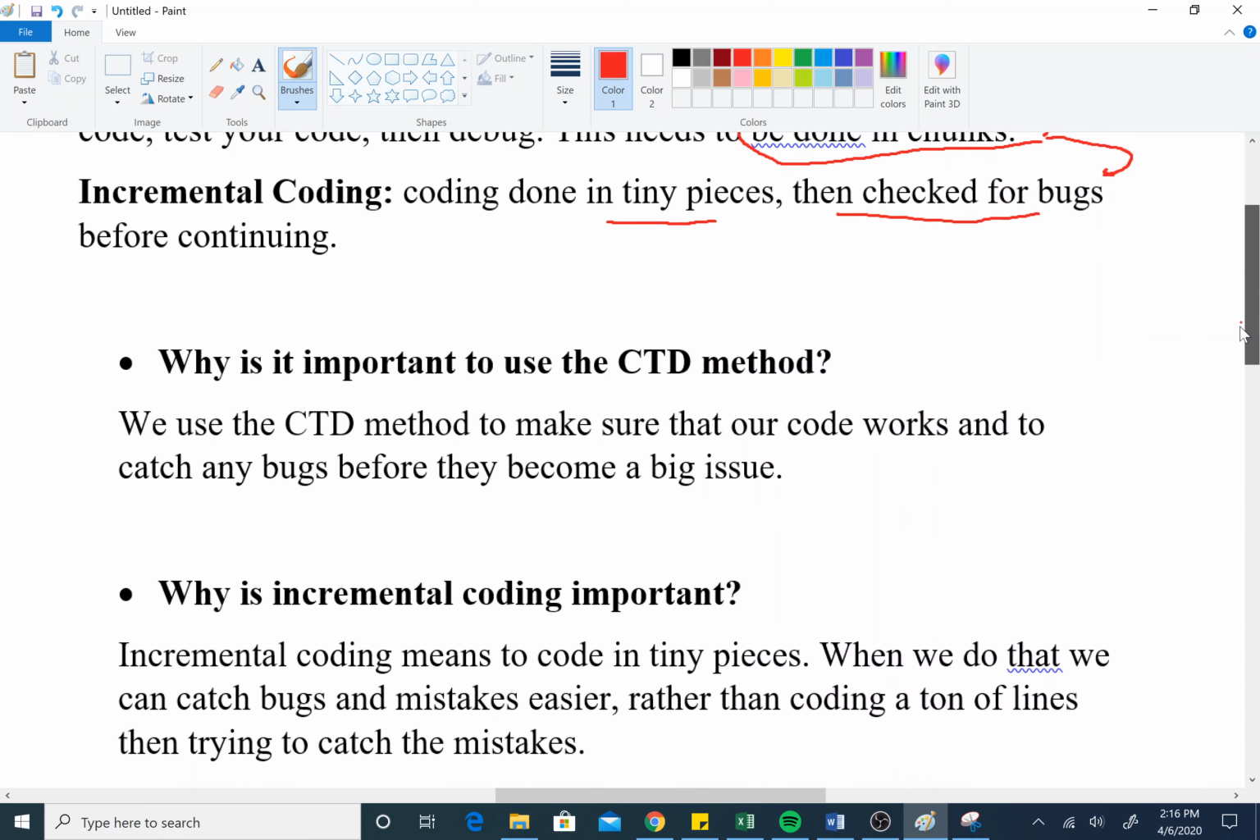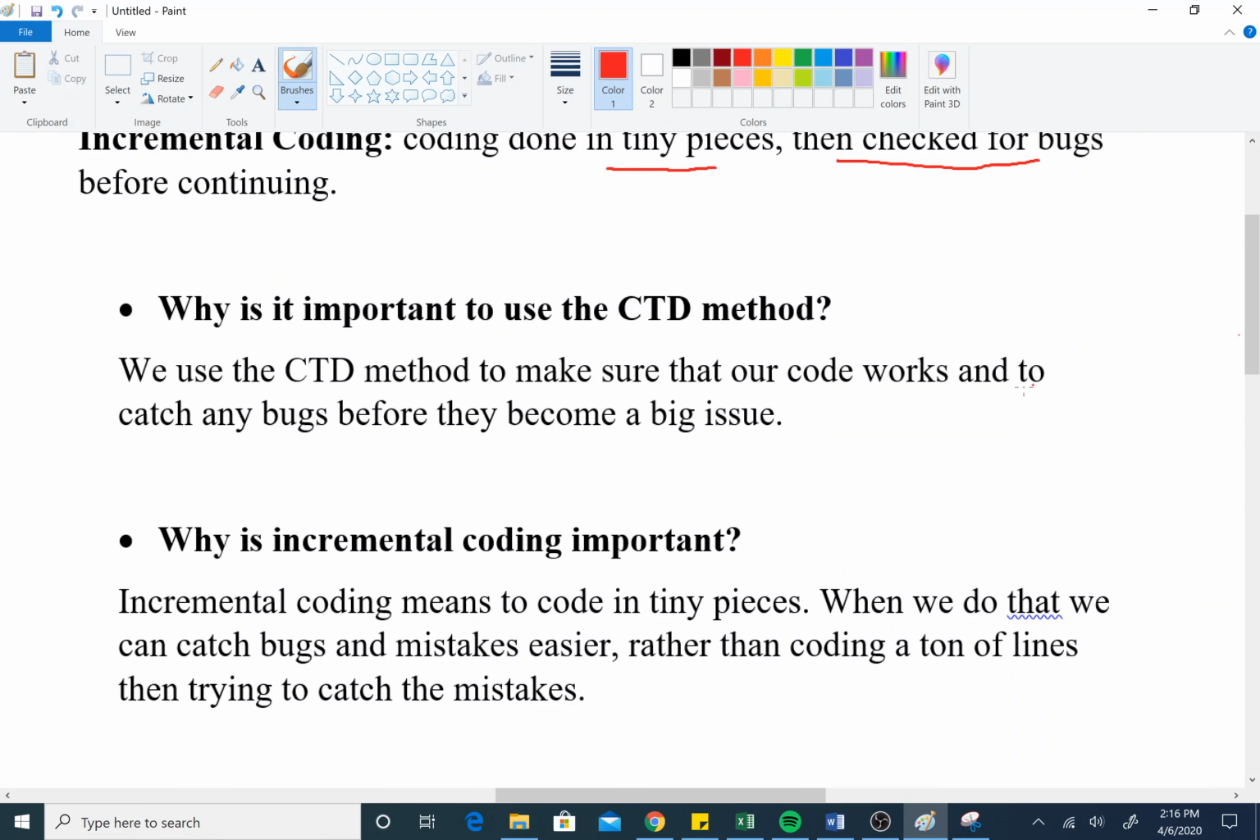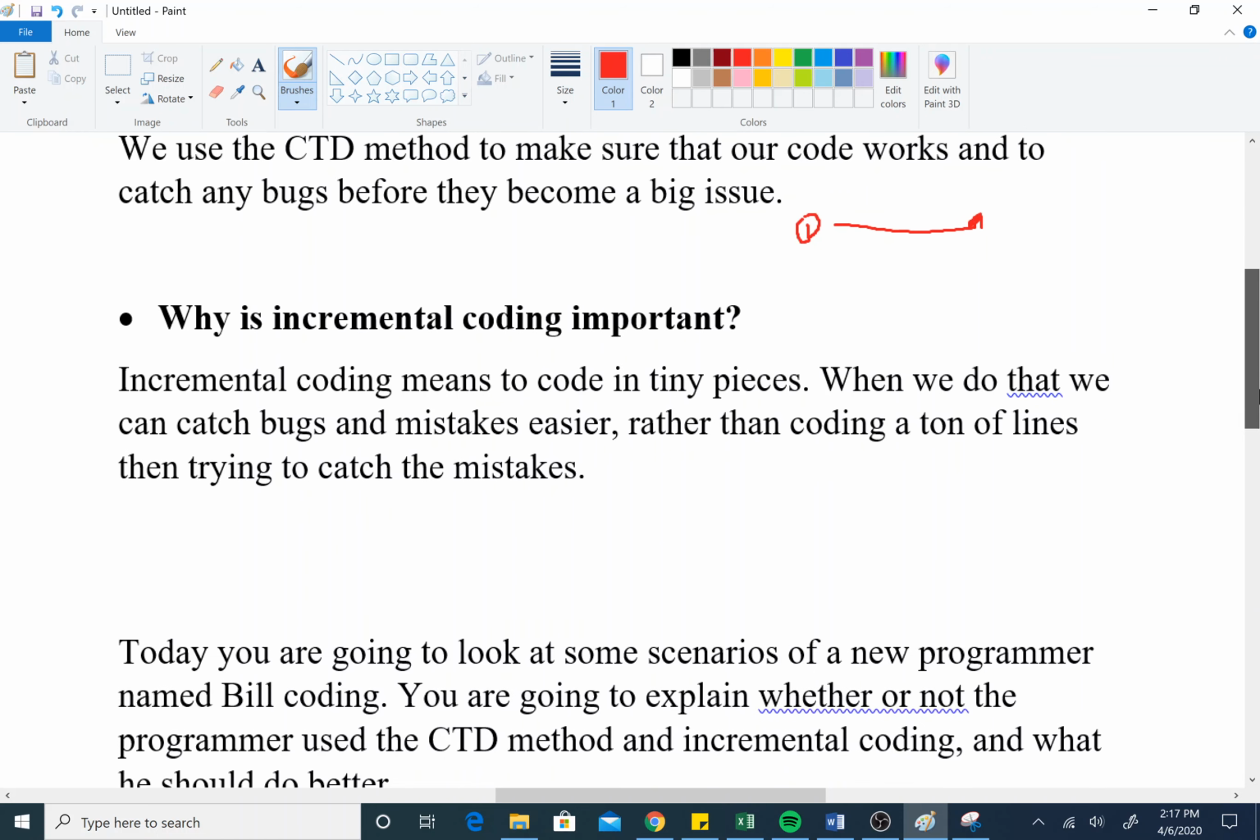Why is it important that we use the method? Well, we want to catch errors before they become a big issue, right? If I have over 10,000 lines of code, it's going to be really hard to catch that one little error versus all the other ones that may pop up because of it, okay? Why is incremental code important? It's important because we want to code in tiny pieces. When we do that, we can catch bugs and mistakes easier rather than coding a ton of lines and then trying to catch the mistakes like I just said.